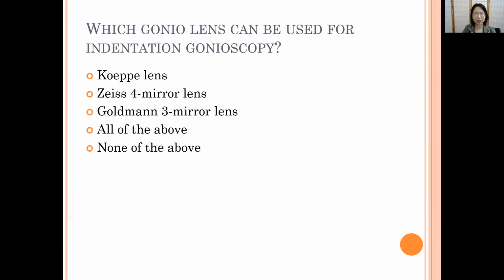Before I move on, I want to ask you a question. Which gonioscopy lens can be used for indentation gonioscopy? Your choices are Koeppe, Zeiss 4 mirror, Goldmann 3 mirror, all of the above, or none of the above. And again, think for a moment to yourself.